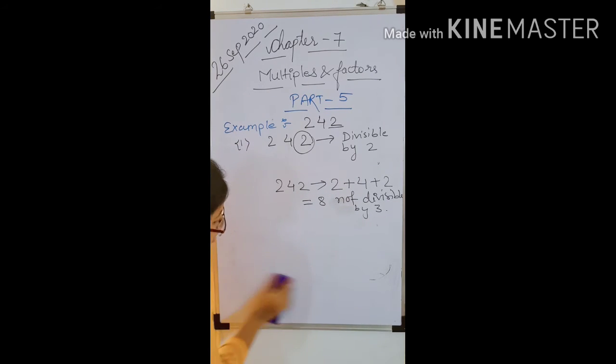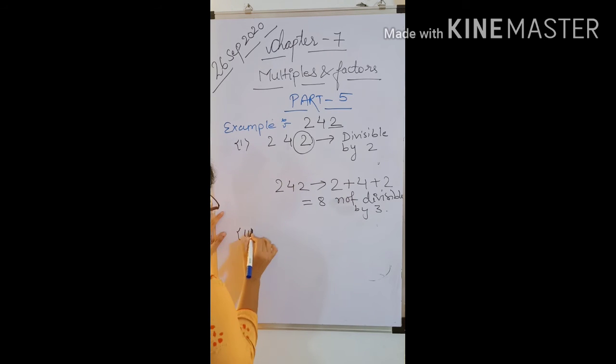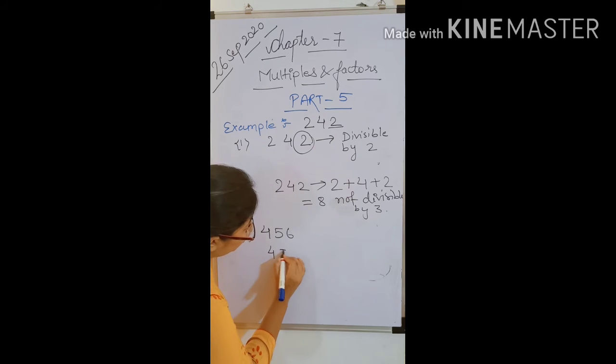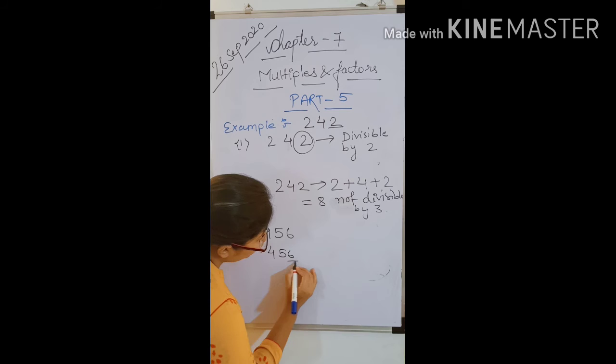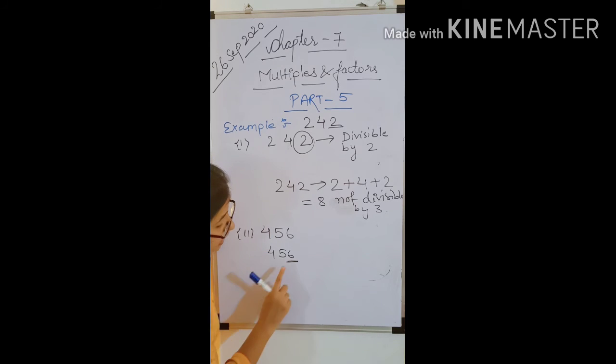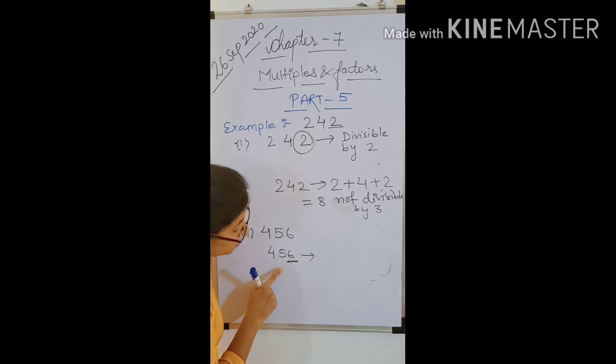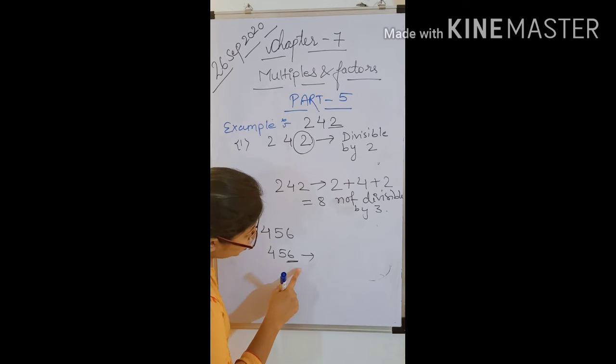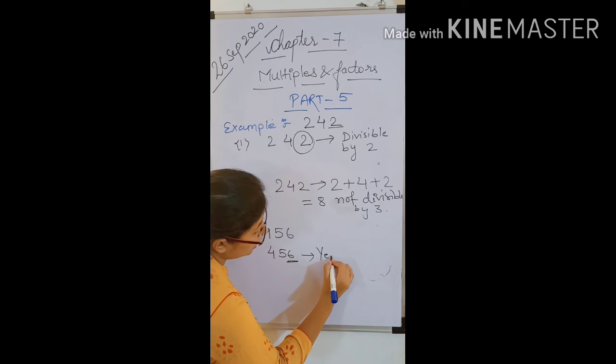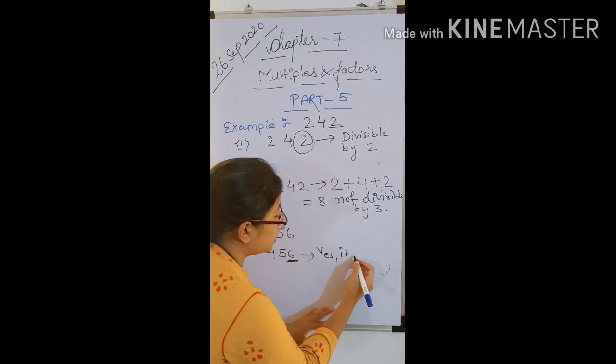The example is, the number is 456. Now if the number is 456, what will I do? First I will check for 2. We know very well, for checking for 2, I have to look for the last digit. What do I see? The last digit contains 6, and we know very well for the divisibility test for 2, it should contain either the number 0, 2, 4, 6, 8. So yes, it is divisible by 2.